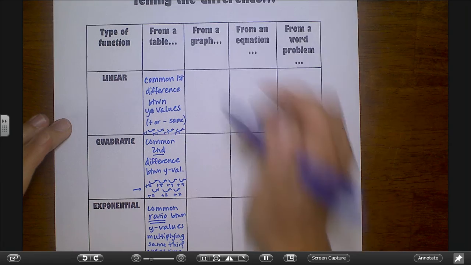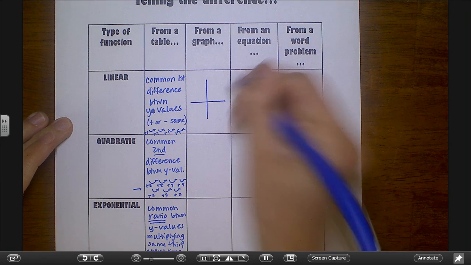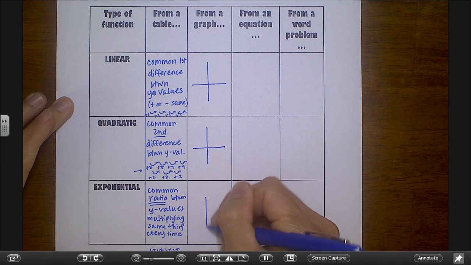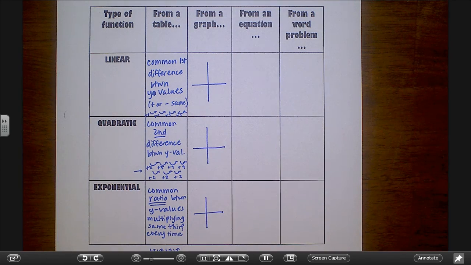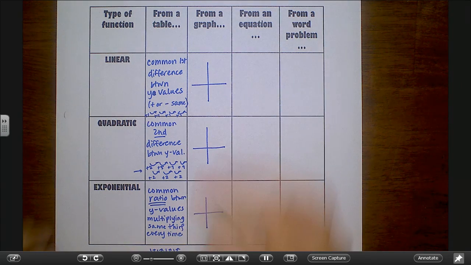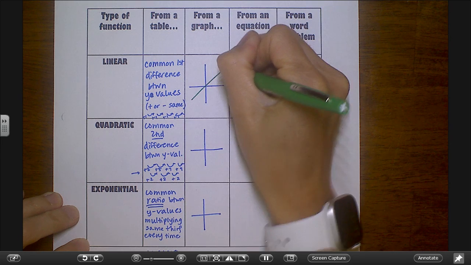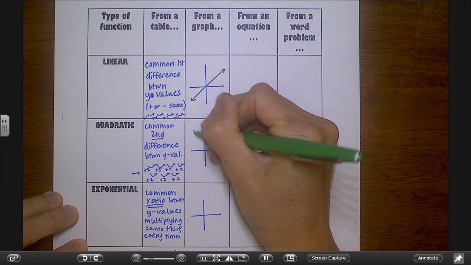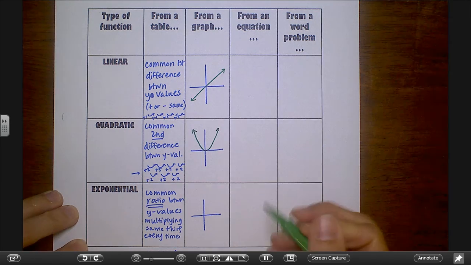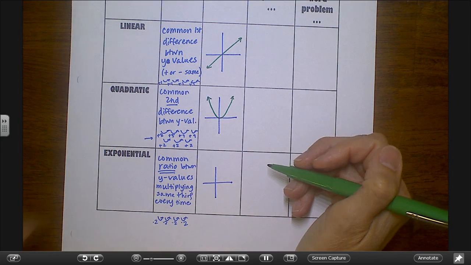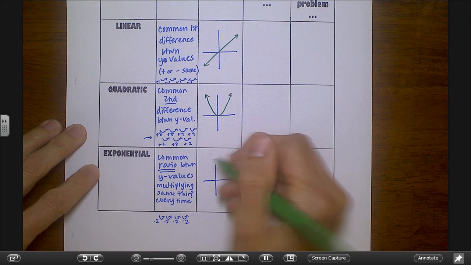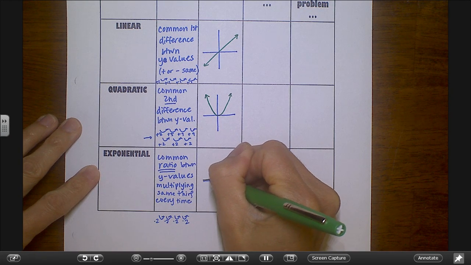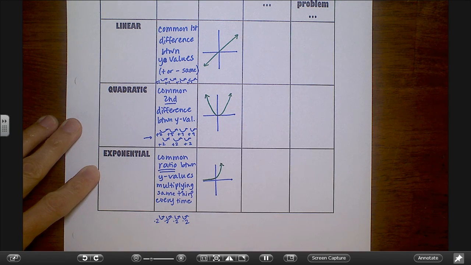All right, now from a graph. Graph is the easiest, as long as you're given a whole graph to look at. Might as well take advantage of the fact that I have different colors, right? If I look at a linear function from a graph, what does it look like? It looks like a line. Look at that, linear. If I look at a quadratic, it's that parabola shape, that U shape that we talked about. And an exponential function, remember, can be either growth or decay, but I'll draw growth because that's the more common one you'll see. It starts off kind of flat looking, and then it jumps up really fast.